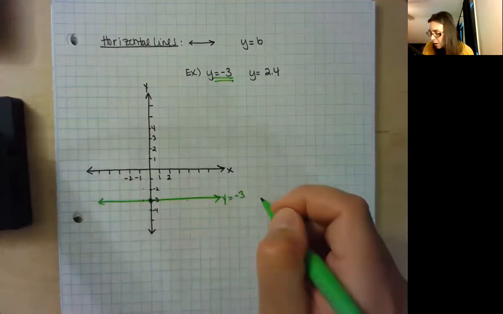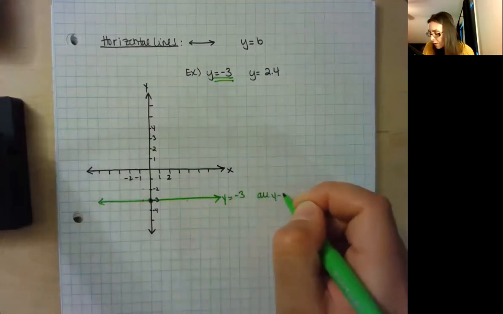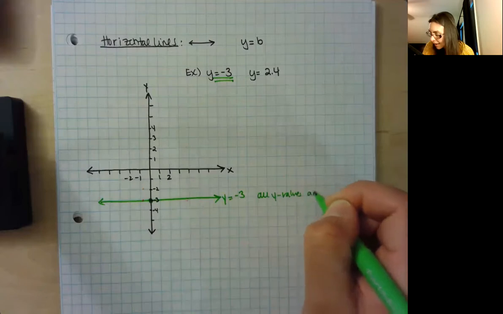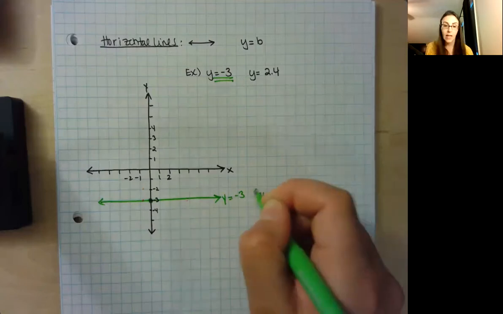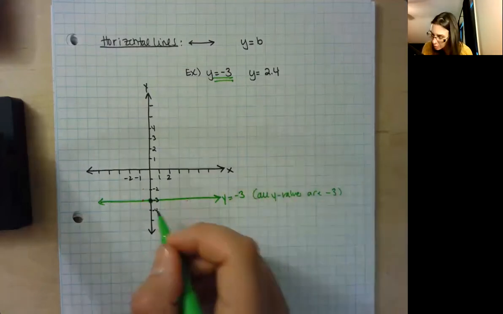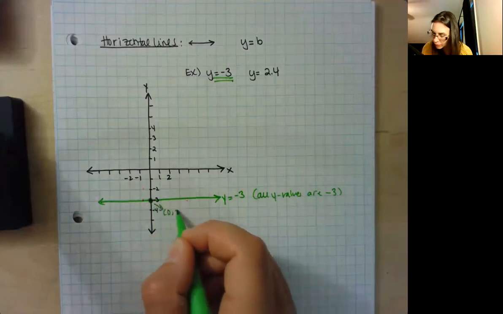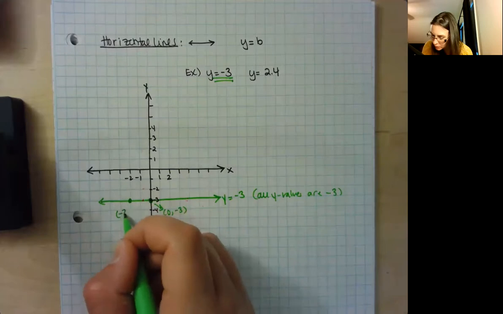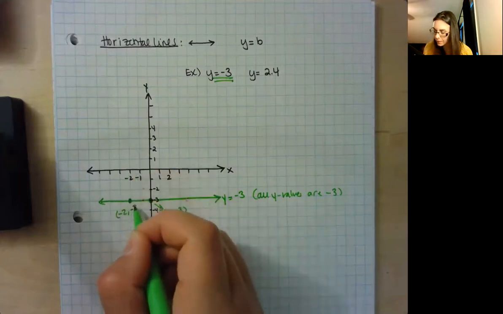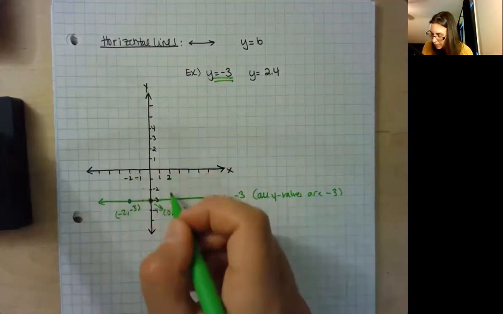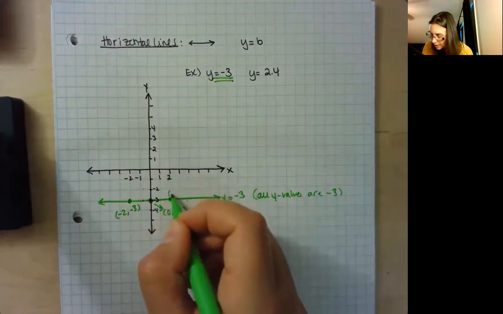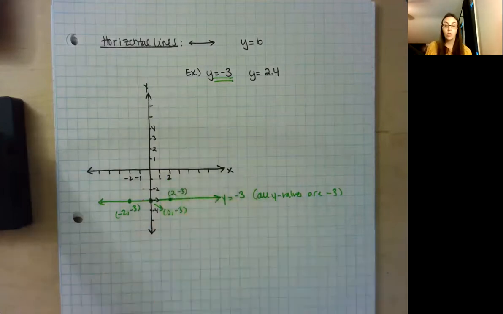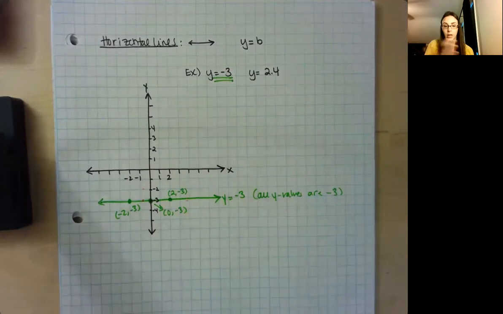So what happens here is that all y values are -3 on this line. So for instance, this point right here is (0, -3). This point right here is x is -2, y is still -3. Or this point right here, if you look, x is 2 and y is still -3. So you do have infinitely many points. They're just going to be all flat and stay the same along the way.